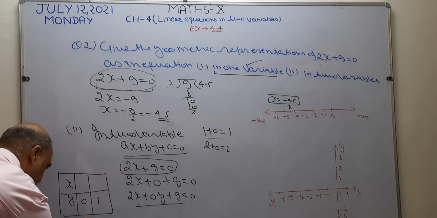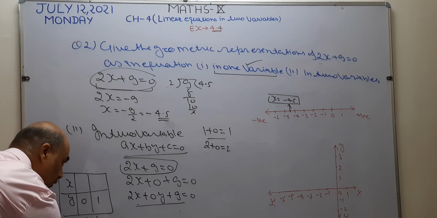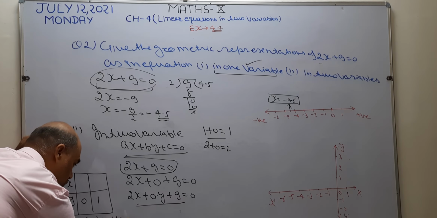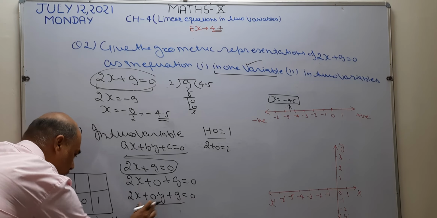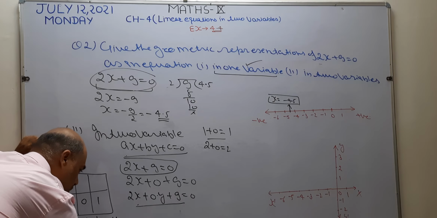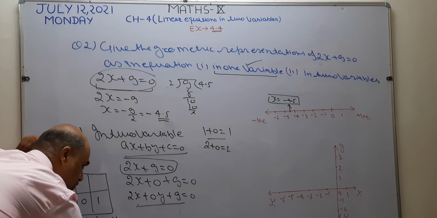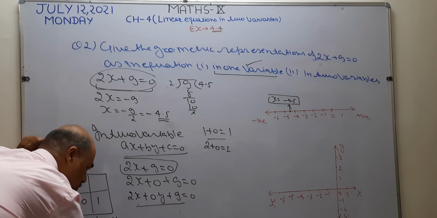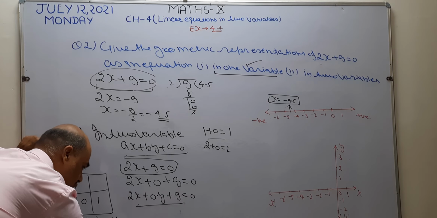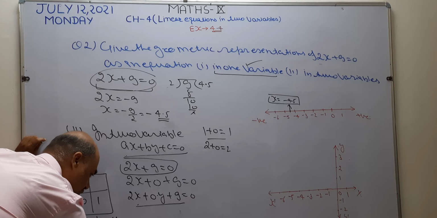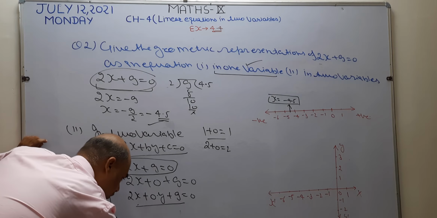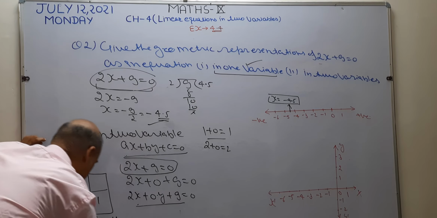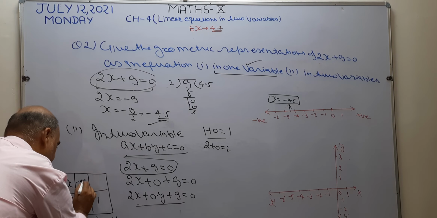See, I write here when y equal to 0, I put the value of y in this equation. So 2x, instead of y, I write 0. As you know, 0 times something is 0 and 0 plus 9 is 9. So this becomes 2x plus 9 equal to 0, and the value of x becomes minus 4.5. So I write here minus 4.5.